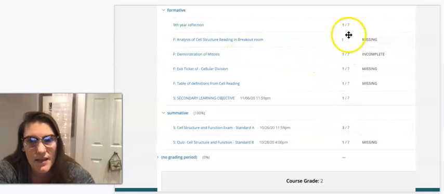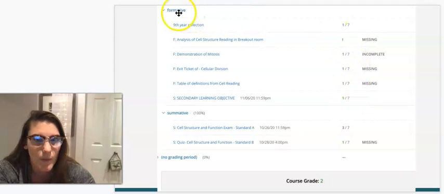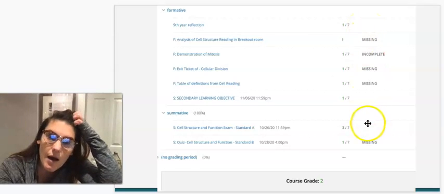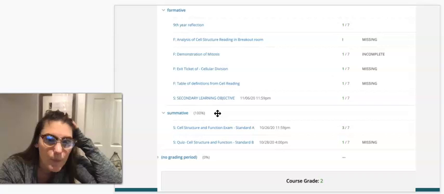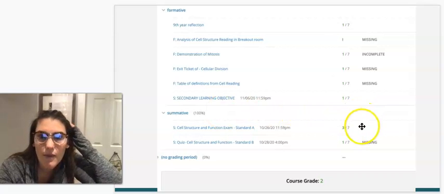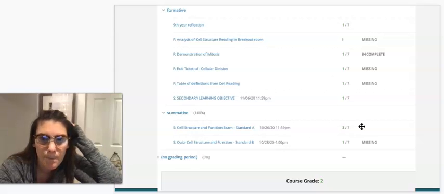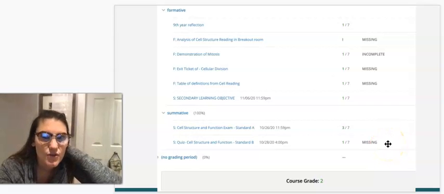So at her summit, these 1s make no difference under the formative category. They are a good indicator to people that support the student, how the student is progressing in their work, if they're turning it in, if it's complete, or if there's big gaps in knowledge. Down in the summative, this is what counts for 100% of the student's grade. Ginny got a 3 on the cell structure and function exam, and she did not turn in this final quiz. So she got a 1 there. So her overall course grade then is a 2.